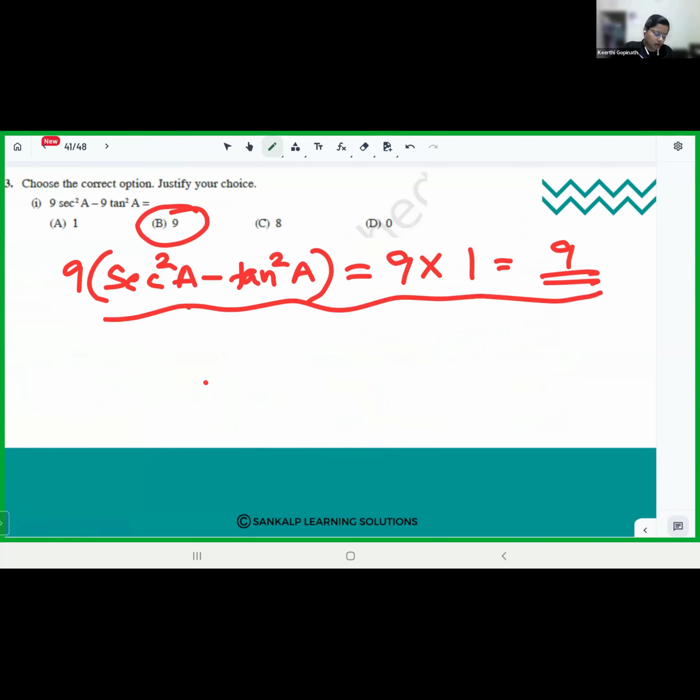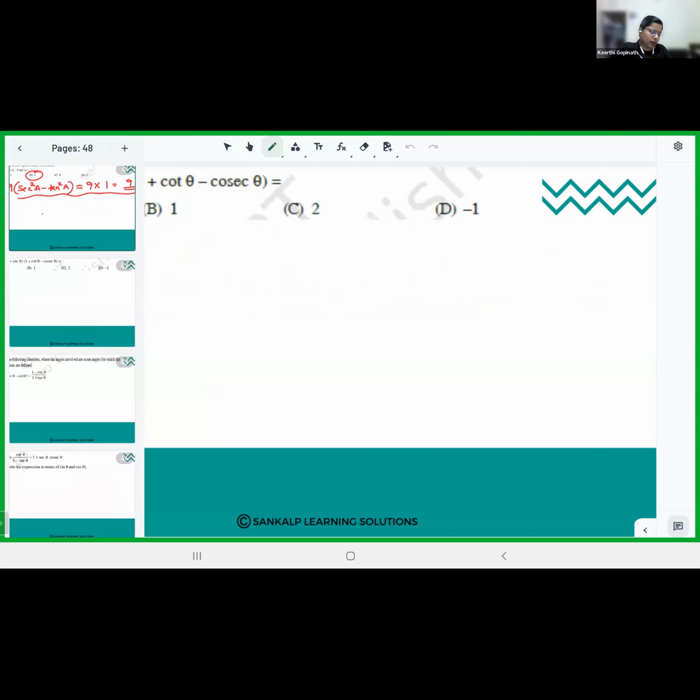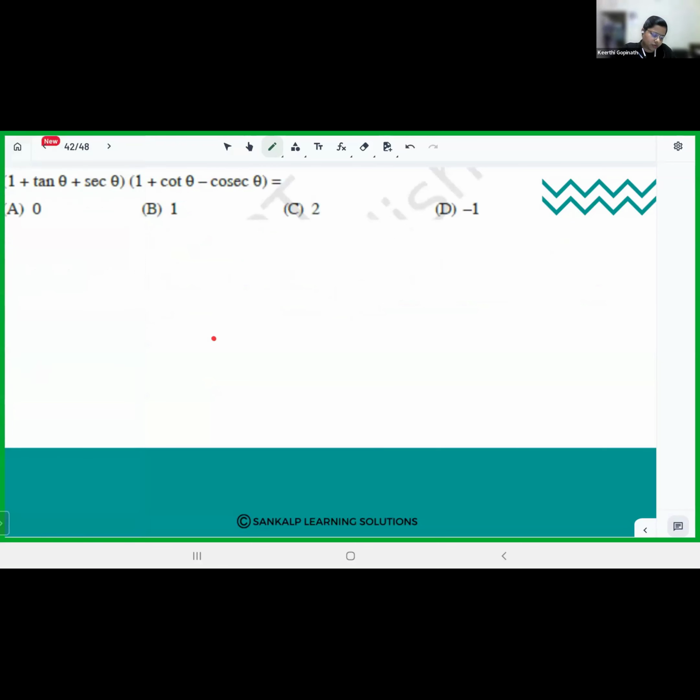All right. Now, the second question is this one. You have to find out the value of this particular expression: (1 plus tan theta plus sec theta) into (1 plus cot theta minus cosec theta). So how will you find out this one? First of all, I am writing (1 plus tan theta plus sec theta) into (1 plus cot theta minus cosec theta).